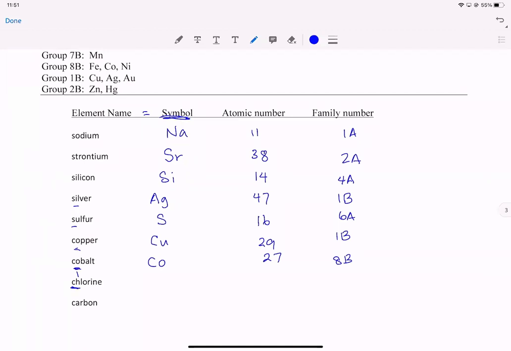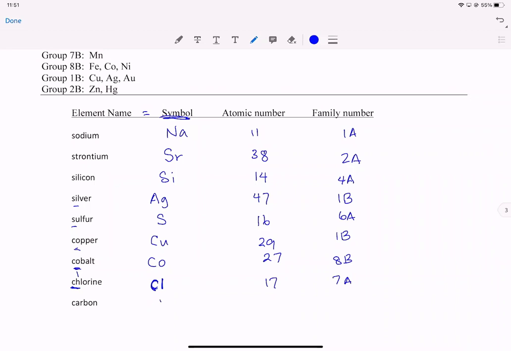Chlorine. This is the same chlorine that's used in swimming pools for disinfection. Chlorine is not CH, but it is Cl. Okay, so it is Cl for the element symbol. It has atomic number 17, and it is in family 7A.